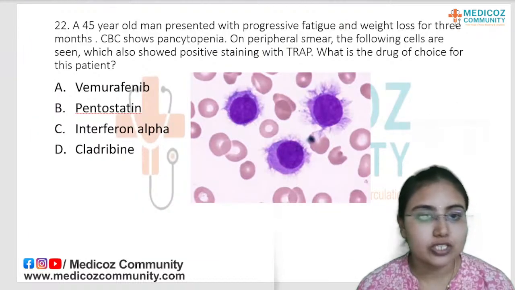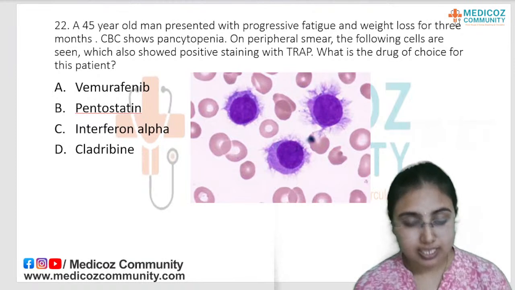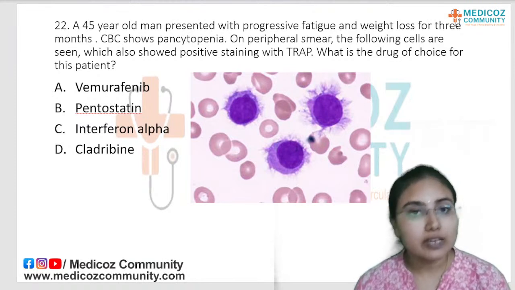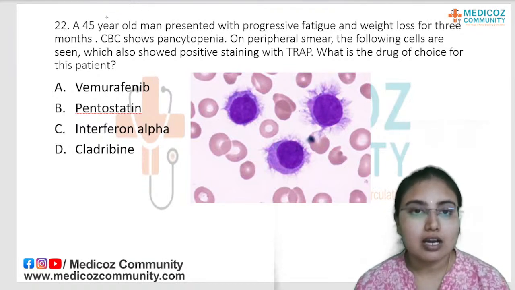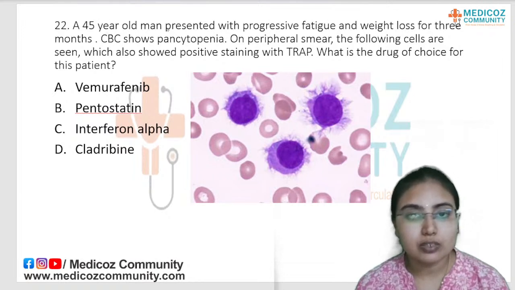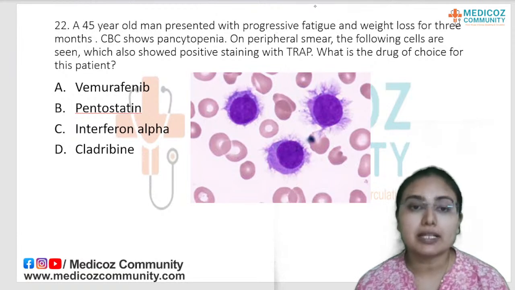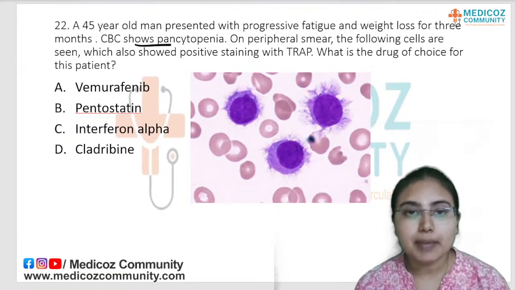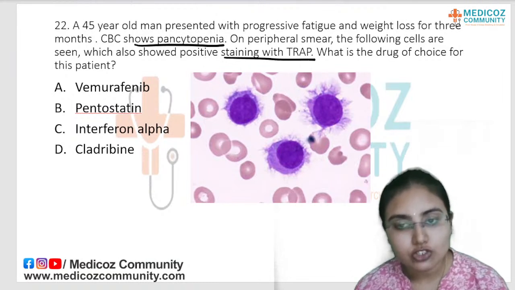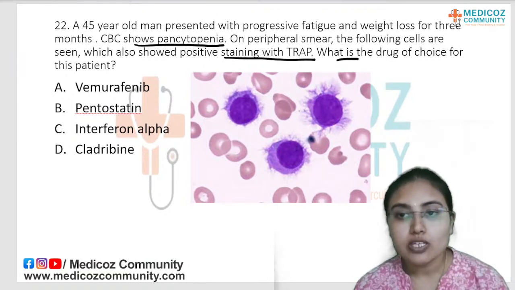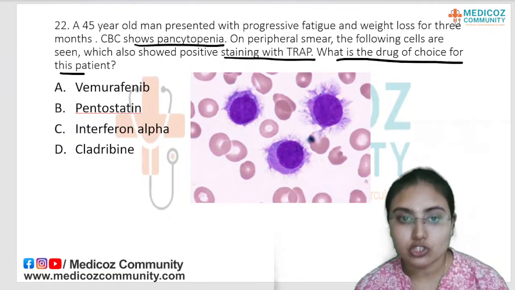Let's go to the next question. I want you to attempt this because this has been previously asked. It's okay even if you're wrong. Please attempt this question. A 45-year-old man presents with progressive fatigue and weight loss for 3 months. CBC shows pancytopenia. On peripheral smear, the following cells are seen, which also showed positive staining with TRAP. Okay. What is the drug of choice for this patient?